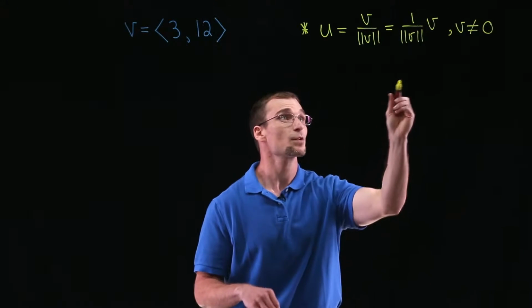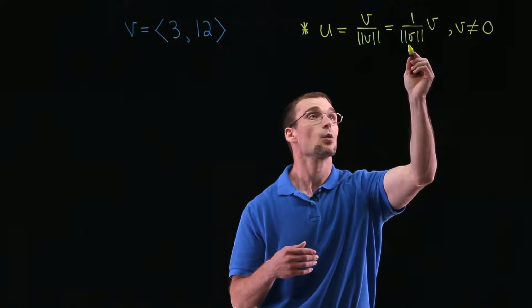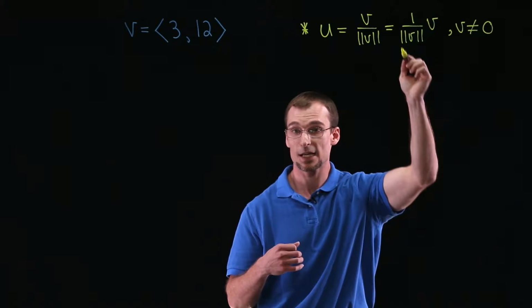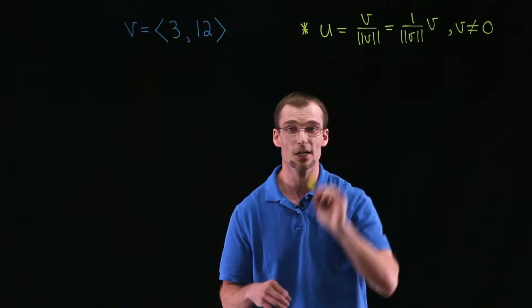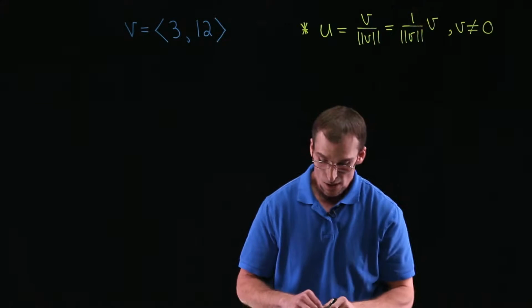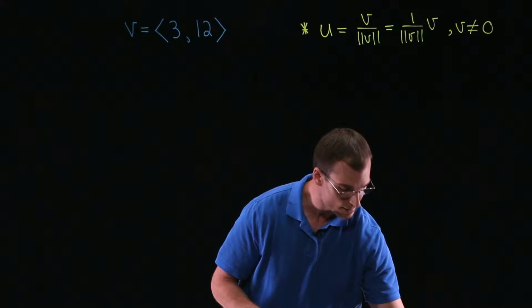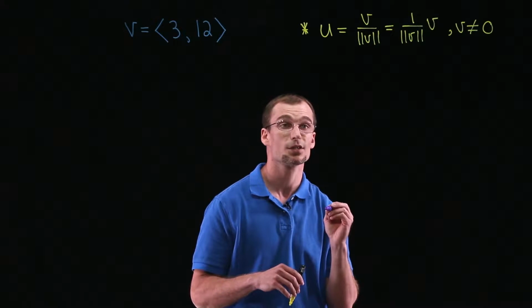Now I prefer this form because it reiterates what we're doing. We're taking a scalar, 1 over the length, and multiplying it times the vector v to get the unit vector u. And of course we call it a unit vector because its length is 1. Pictorially we can get an idea about that. Of course, memorizing formulas is all good and well, but it's good to understand them.